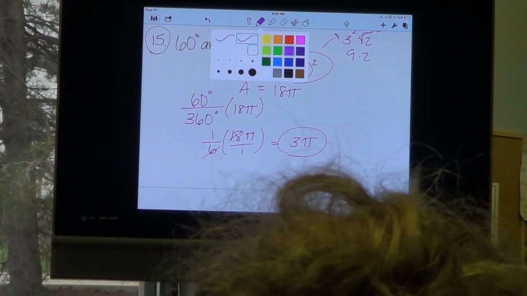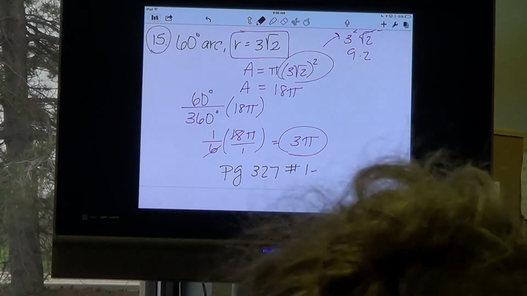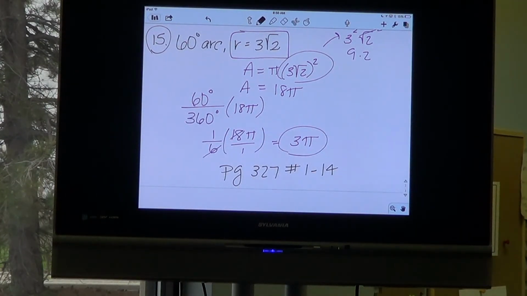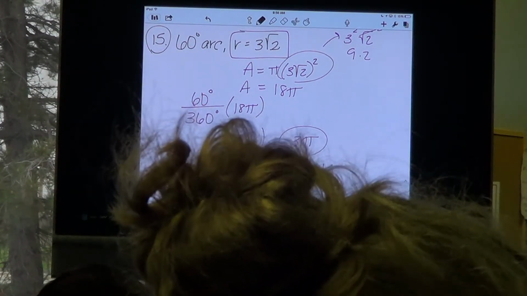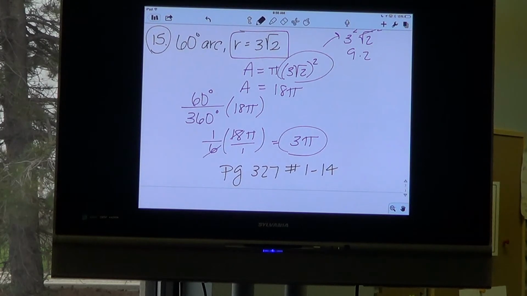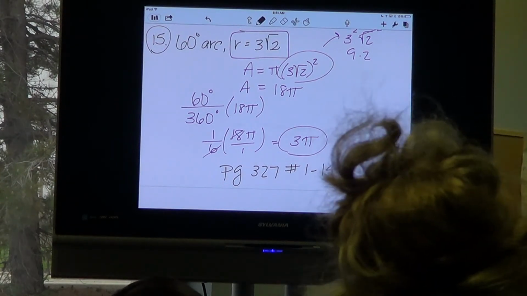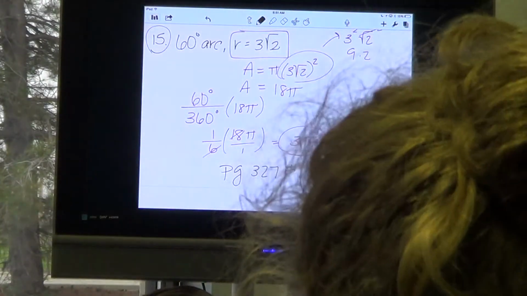Alright, then your assignment is page 327, 1 through 14. Obviously, you can skip 4, 8, and 12 because we've already done those. Or you can write it down again if you want. And this will be the last new information before your final. So your final will be on basically all the area, perimeters, and circumference of polygons and circles.